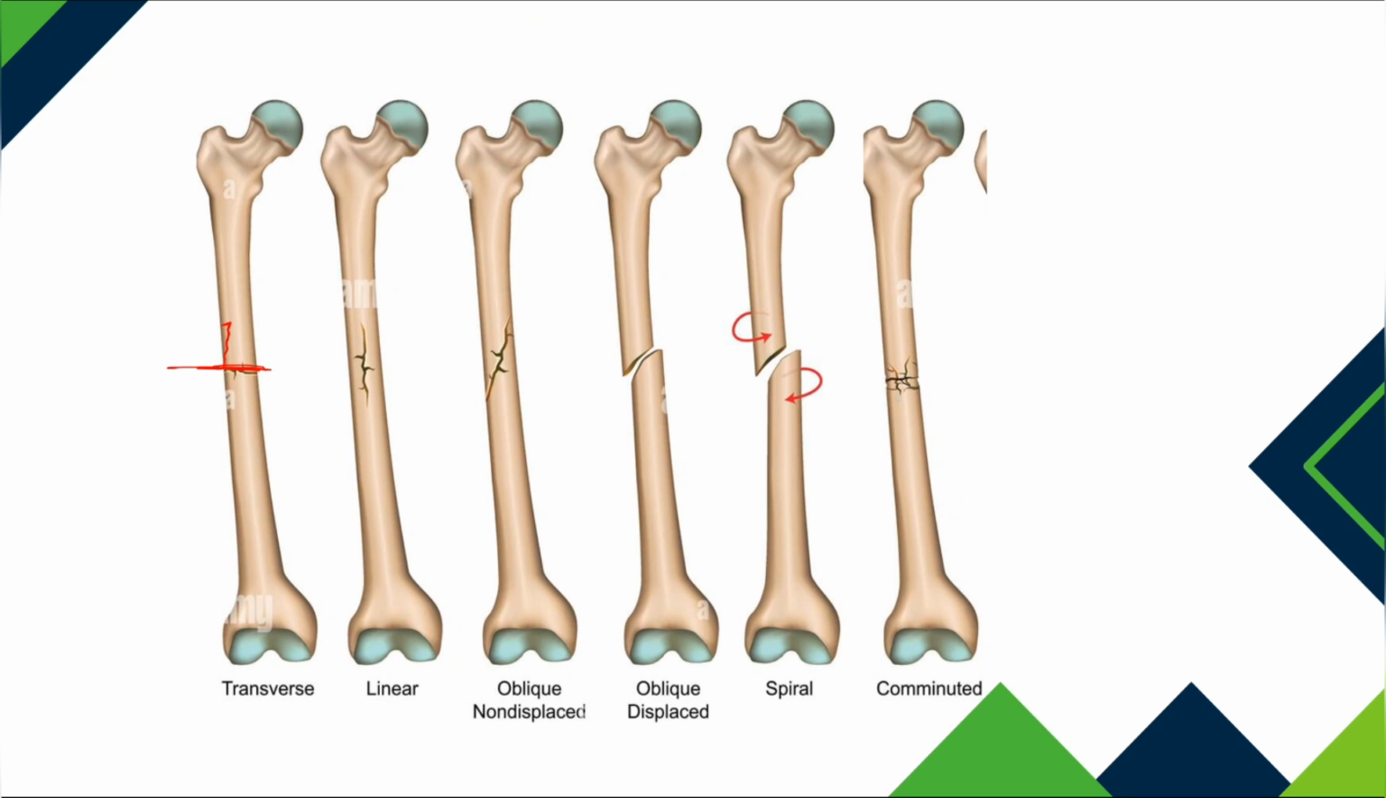We have comminuted fracture, in which more than two fragments are present: one fragment, two, three, four. We have oblique fracture, in which more than a 30-degree angle is formed. We have spiral fracture, in which two fragments of the bone are rotated against each other during the fracture.